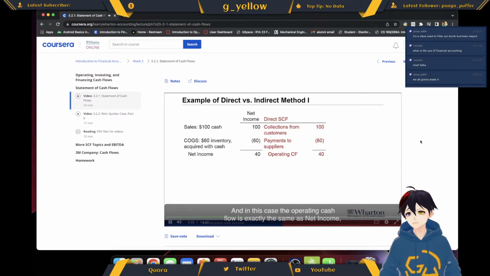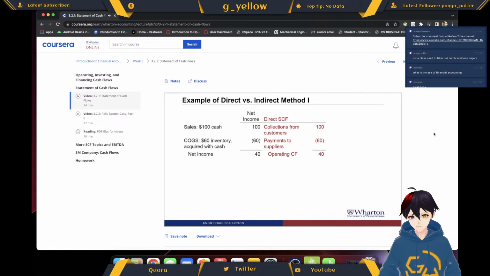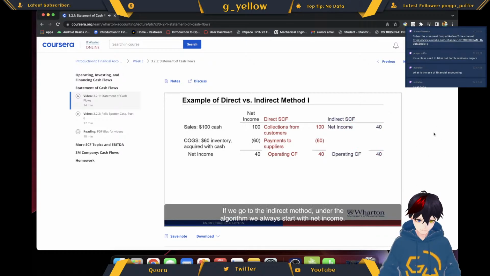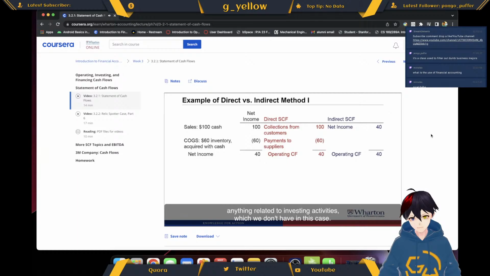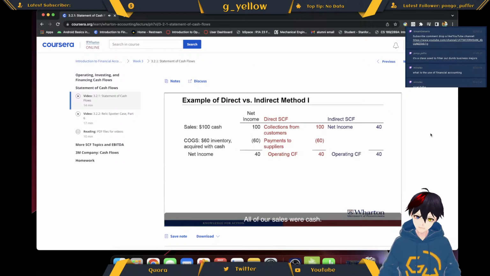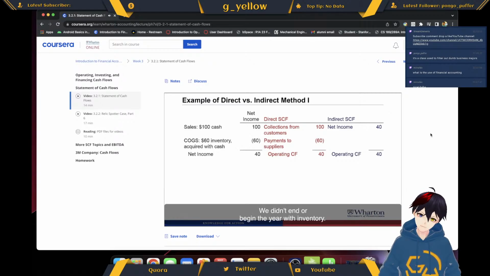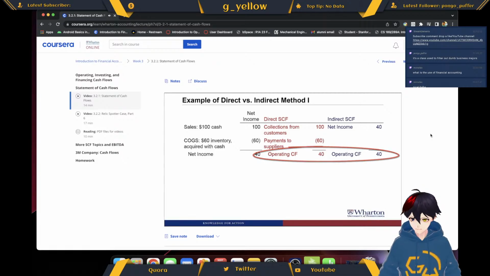And in this case, the operating cash flow is exactly the same as net income because everything the company did was in cash. If we go to the indirect method, under the algorithm, we always start with net income. Then we adjust for any non-cash expenses or anything related to investing activities, which we don't have in this case. Then we adjust for changes in working capital. But again, we don't have any in this case because we didn't create accounts receivable. All of our sales were cash. We didn't end or begin the year with inventory. And so there's no adjustments. And we end up with an indirect method that gives us a cash flow of 40, which is the same answer as the direct method.